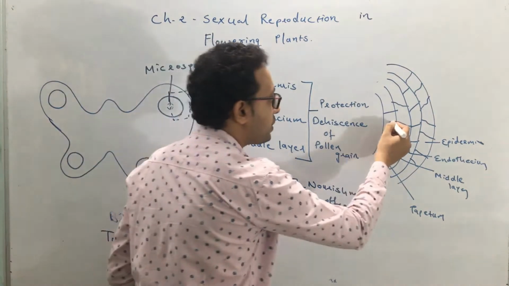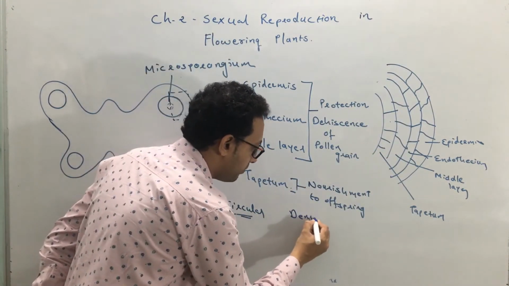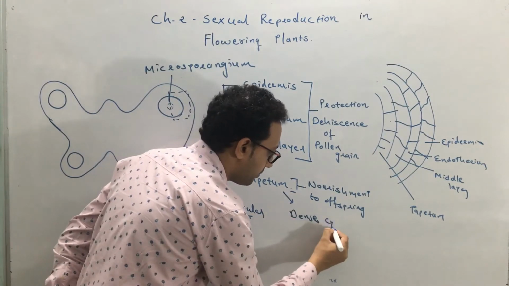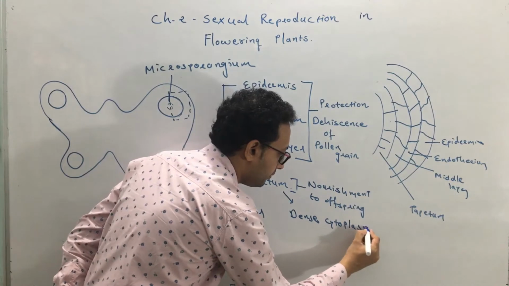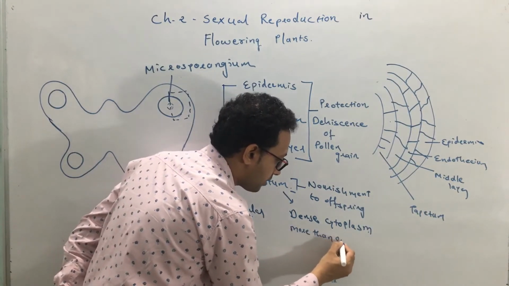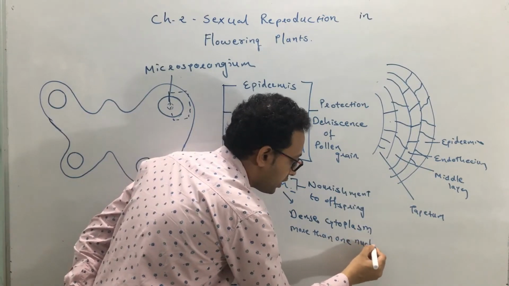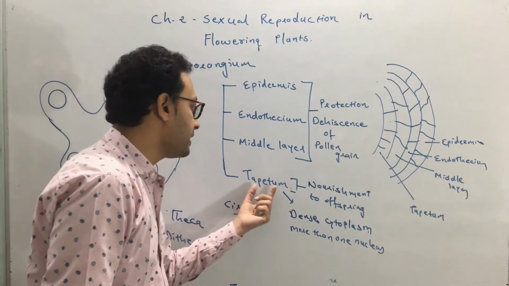Now, if you see the cells of this tapetum, the cells have a dense cytoplasm and they have more than one nucleus. Usually it contains two nuclei. One cell contains two nuclei. That is in the case of tapetum.